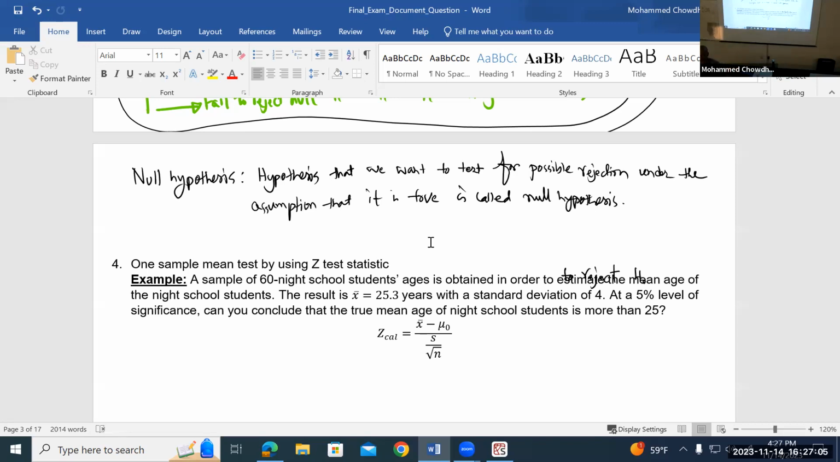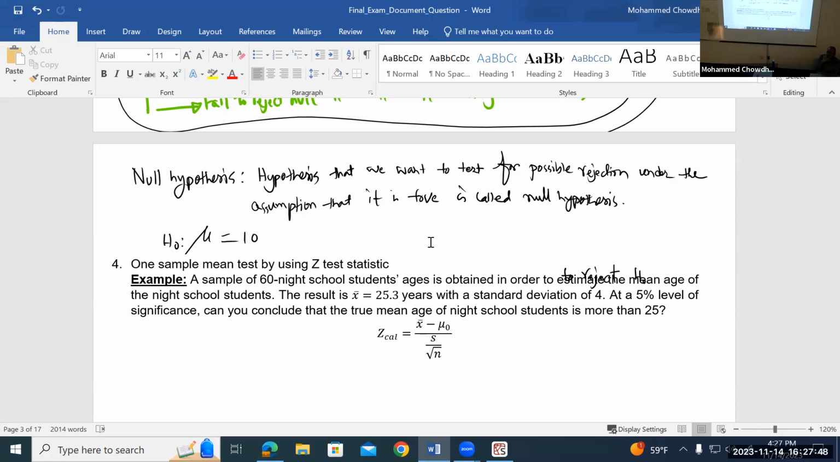Last year the average expenses were $10. I want to check whether the average expenses are still $10. Do you understand? The hypothesis that we want to test for possible rejection under the assumption that it is true is called the null hypothesis. The null hypothesis is usually the hypothesis of no difference. It is denoted by H0 and written as mu equals 10: the average expenses for lunch by WIU students is $10.